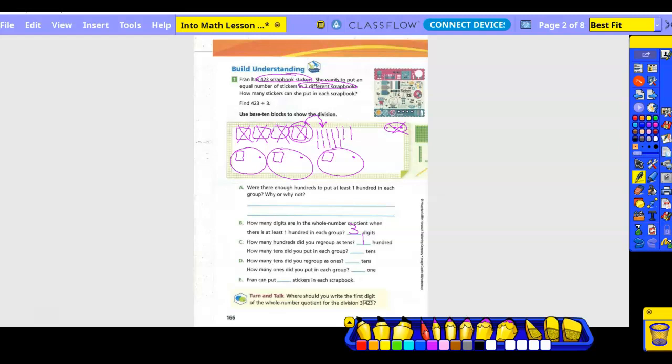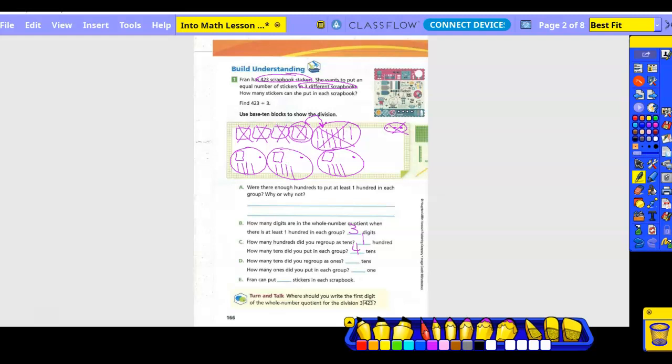So I'm going to start putting them in 1, 2, 3, 4, 5, 6, 7, 8, 9, 10, 11, 12. So I used all of these, right, guys? So I'm going to circle it and cross it off. Now, how many tens were we able to put in each circle? 4. So we were able to put 4 tens in each circle.